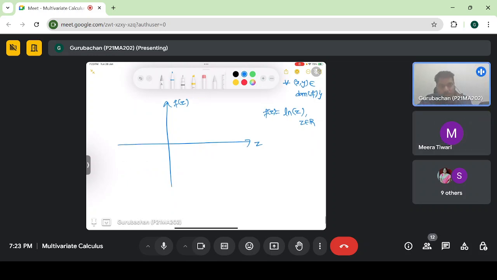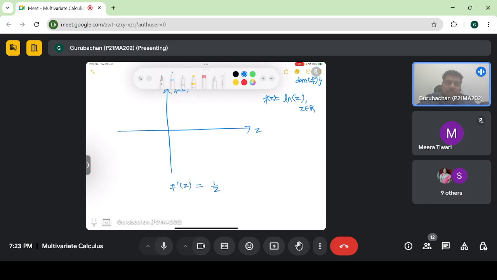To draw any graph, I would like to recall some basics. First of all, we find the derivative. f dash z will be 1 by z. So will it be an increasing function or a decreasing function? Increasing, always, since the base is greater than 1.